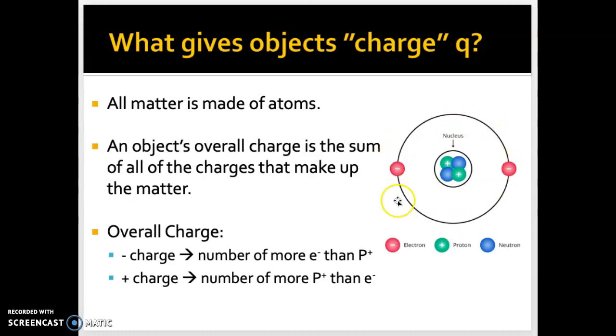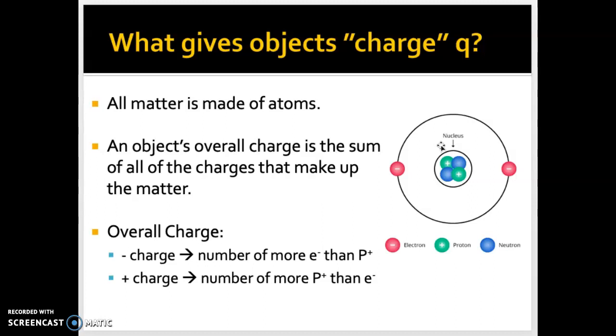But the overall charge of the atom is neutral because if you have 2 plus and 2 minus or whatever, there are usually the same number of electrons as there are protons, because most matter is neutrally charged, right? So if an atom loses an electron, it becomes positively charged. If it gains an extra electron, it can become negatively charged. And that's called ionization. You probably learned about that in chemistry.